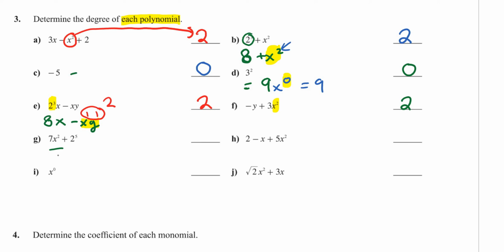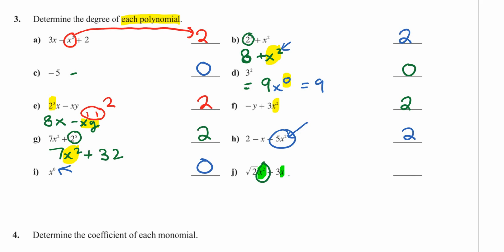For the next one here, this is going to be 7x squared plus, now 2 to the power 5 is going to be 32, it's just a number. It doesn't have a variable. But here's my variable, and the highest power on that variable is 2, so my degree there is going to be 2. Okay, for letter h, here's my variable here, 5x squared, and the highest power there is 2, so my degree is going to be 2. And for letter i, there's only one variable, and the highest power on that variable is 0, so this will also have a degree of 0. And finally, for letter j, here's my variable x squared, and although there's another variable here, the power here is greater than that one, so the highest power here is going to be just 2.